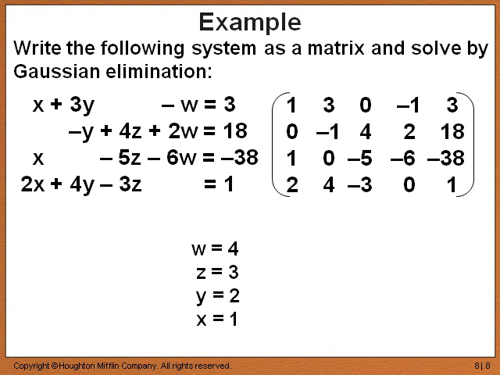The final answer: w equals 4, z equals 3, y equals 2, x equals 1. That is the final solution to this system, which we have solved with Gaussian elimination.